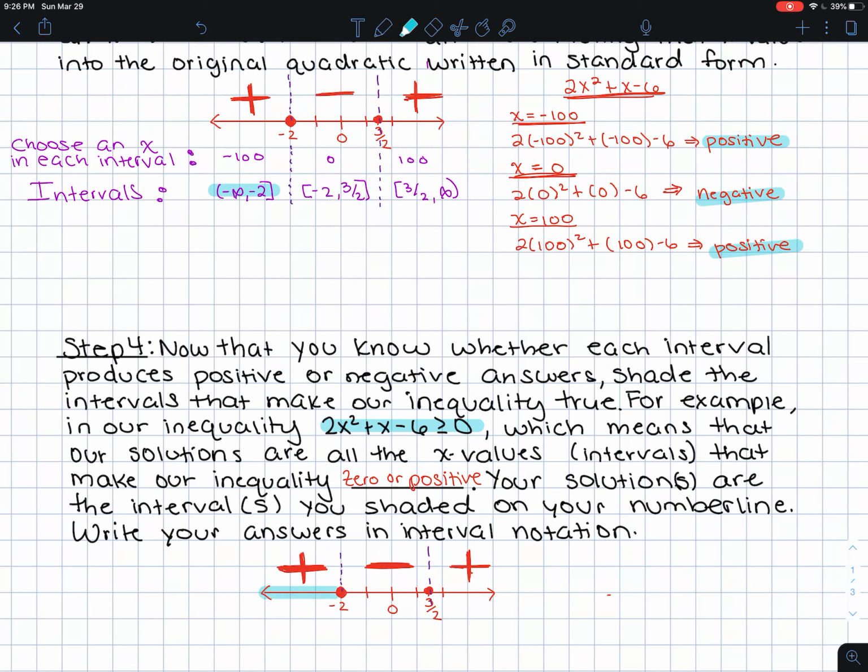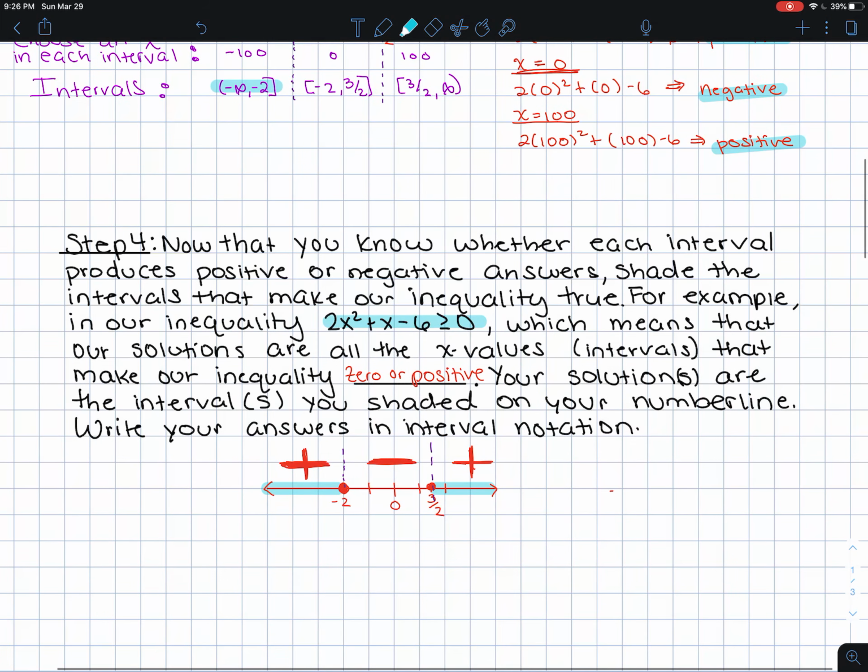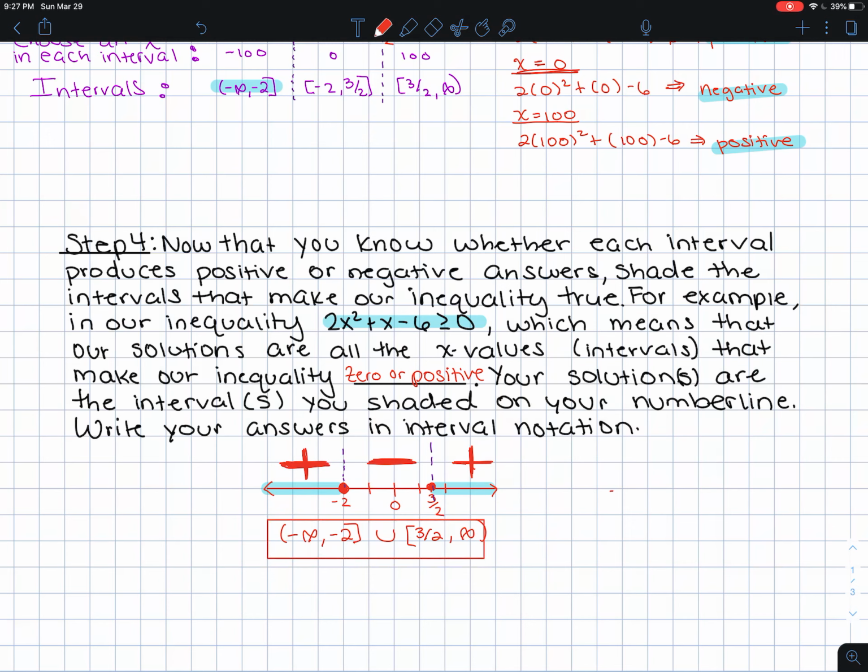Well, those are these intervals which we found in step 3. And now we're ready to write our answer in interval notation. So I'm just writing whatever I highlighted. So that's negative infinity to negative 2 bracket union 3/2 to positive infinity. And that is our final answer. So within these intervals are all the x values that will make our inequality true.